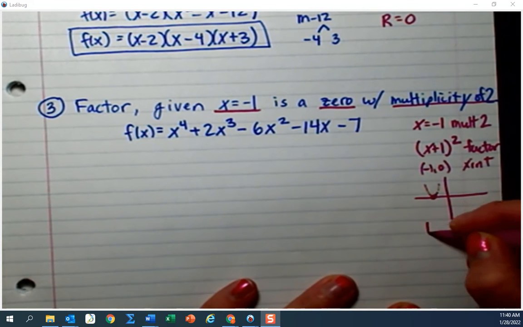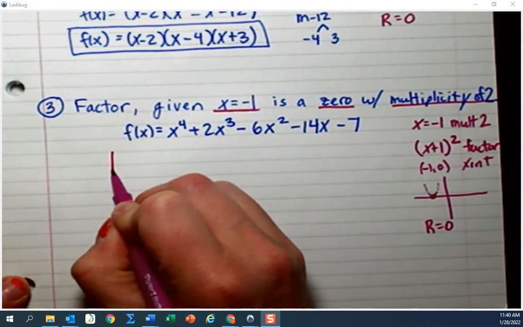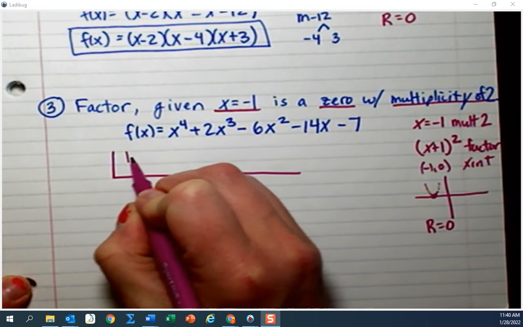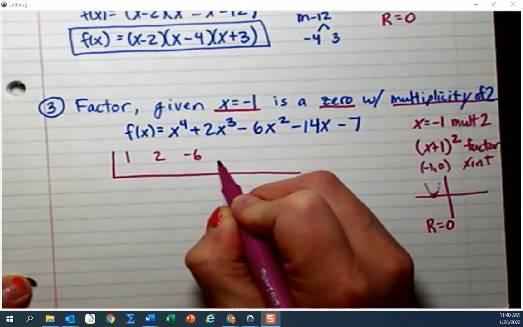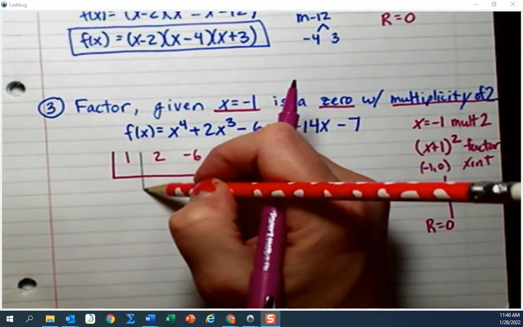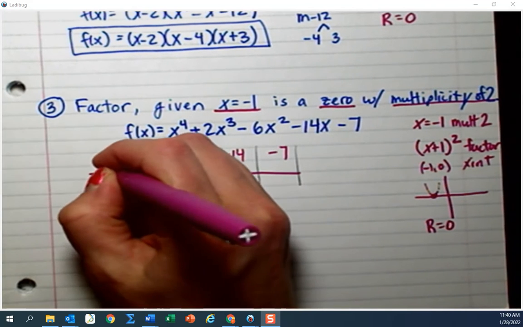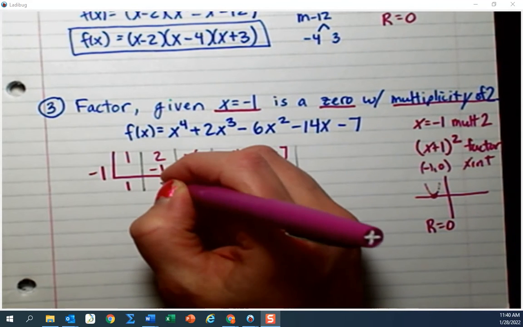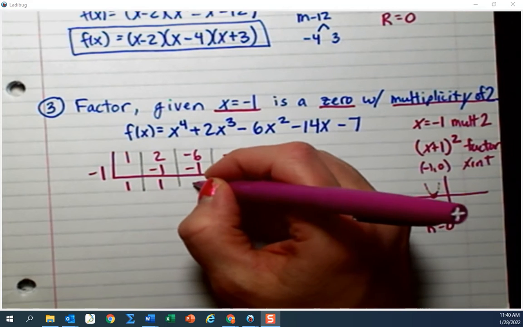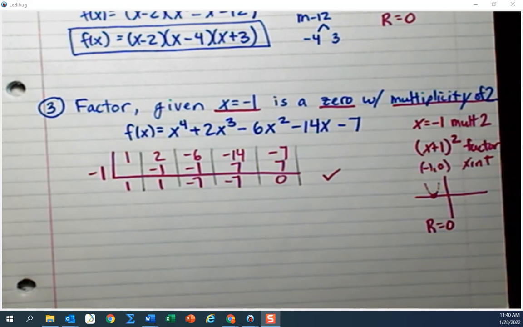Okay, and I suppose the remainder should be 0. Okay. Let's try. 1, 2. Negative, right? The 0 goes out there. Okay, good.